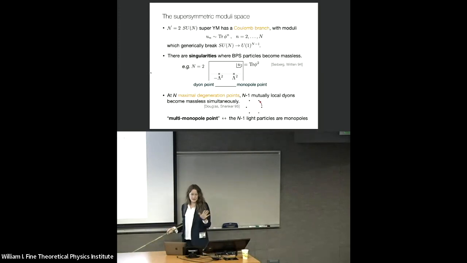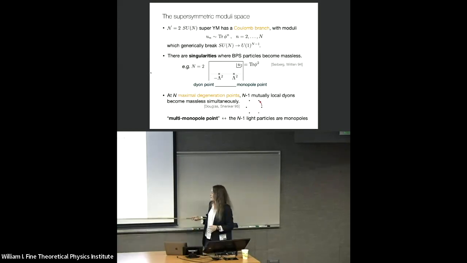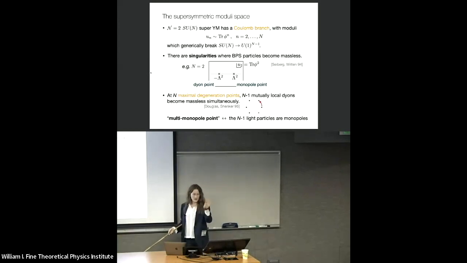Now, the generalization of this picture from SU(2) to SU(N) is, of course, very complicated. I have, for SU(N), many more types of singularities, and the structure of these singularities is much more complicated. And today, the ones that we really need to focus on, or the ones that will play a starring role, are the N so-called maximal degeneration points in the moduli space. So these are the points where a maximal number of N-1 mutually local dions become massless simultaneously. These are the points that were studied by Douglas and Shenker back in the 90s, and they are the natural generalization of the monopole and dion points to SU(N).